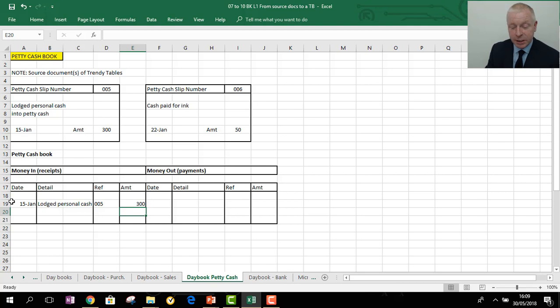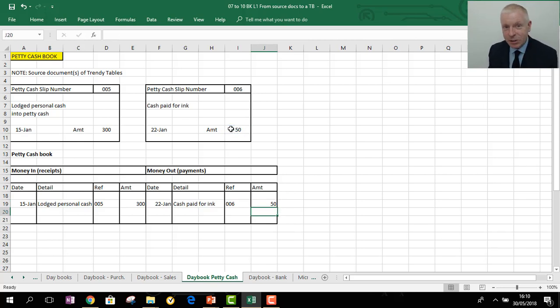So there's only one transaction that monies was spent on in this particular period. And we can see that if I take the information from this petty cash slip number here on the 22nd of Jan, this is when the transaction occurred. The detail was cash paid for ink. So we're assuming that is cash for inkjet printer or whatever the case may be. The reference, will take the reference number of the petty cash slip number, which is there. And then we can have a look at the monetary value and populate that in as well.